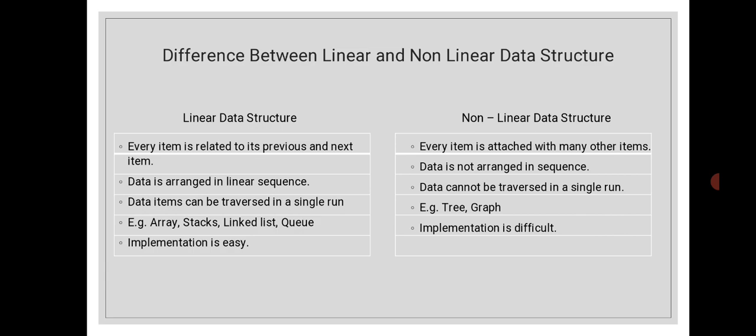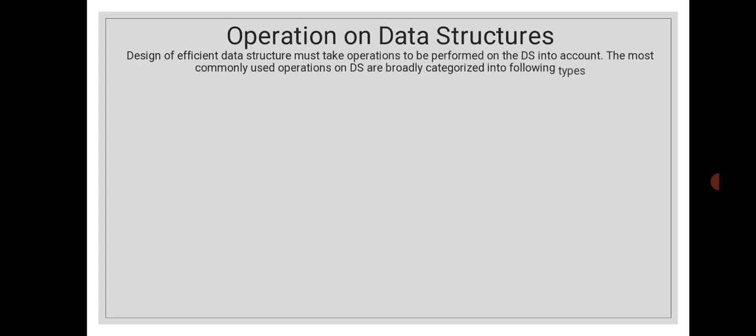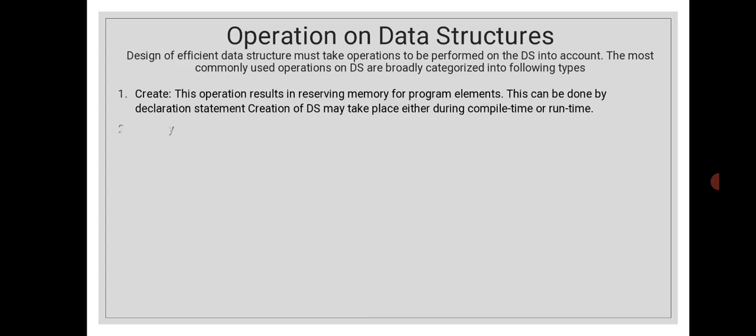Let's look at some of the operations on data structures. The design of an efficient data structure must take the operations to be performed on the data structure into account. The most commonly used operations are: one, create. This operation results in reserving memory for the data elements. This can be done by a declaration statement. Creation of a data structure may take place either during compile time or runtime.